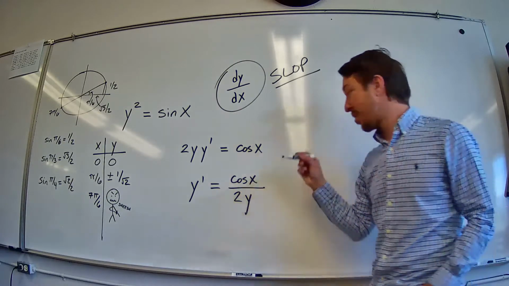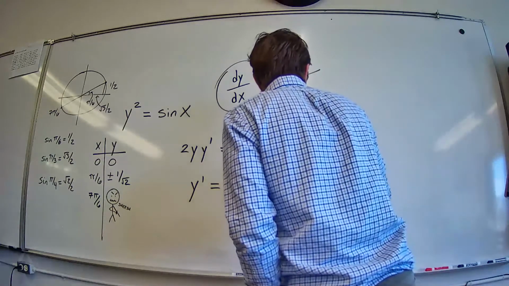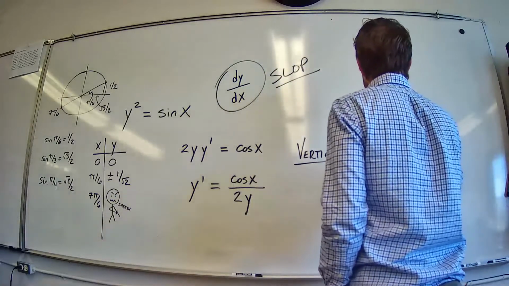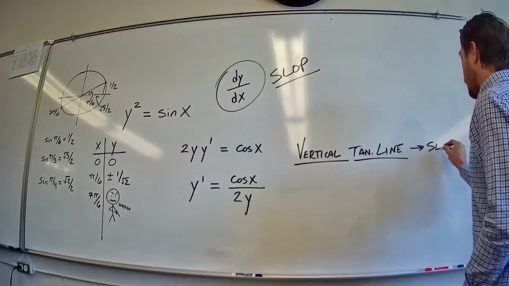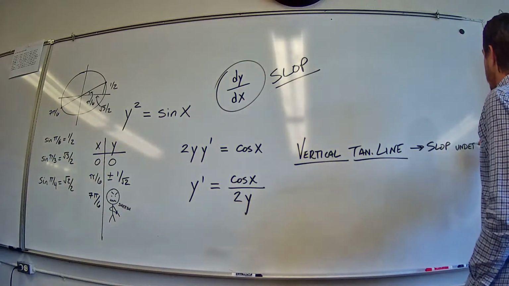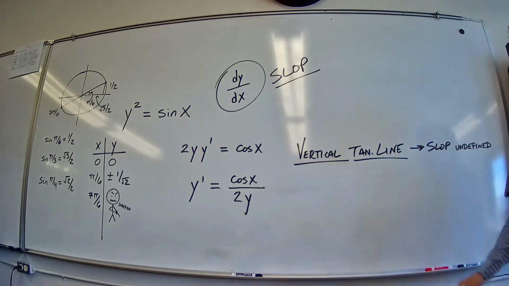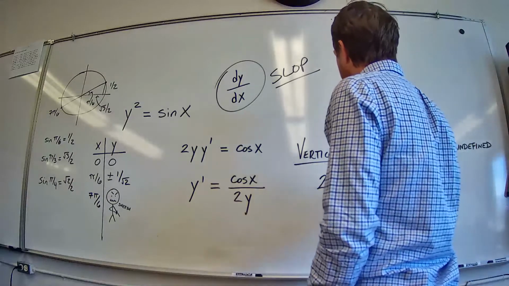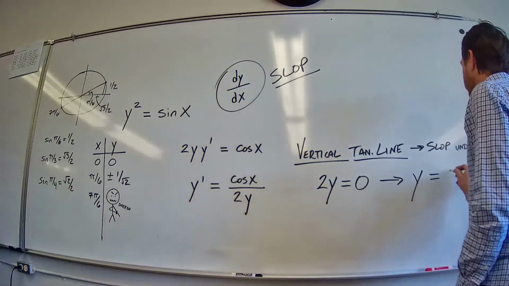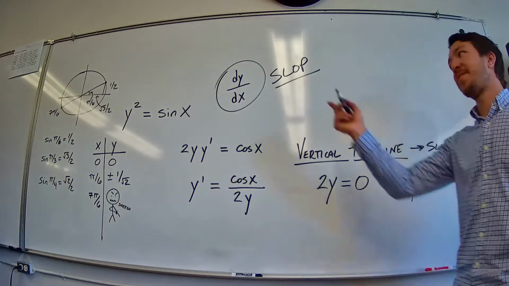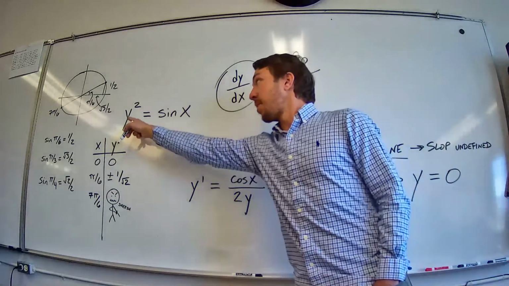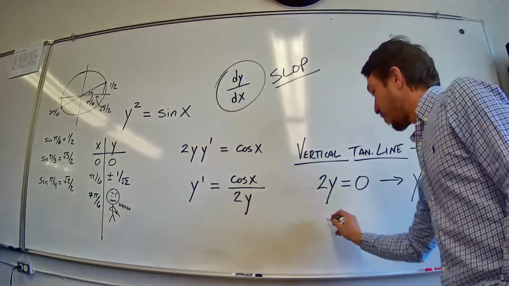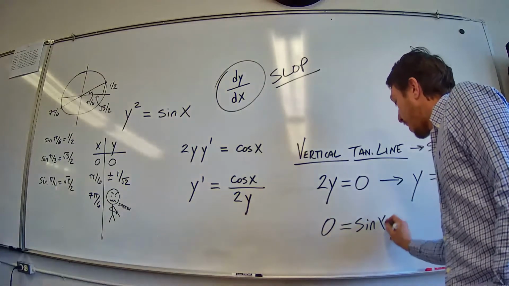When do I get a vertical tangent line? When the slope is undefined, right? A vertical tangent line means the slope is undefined. So that would mean that 2y equals 0, which means the y value has to be 0. Well, when does the y value equal 0? Plug in 0 there: whenever the sine of x is 0.